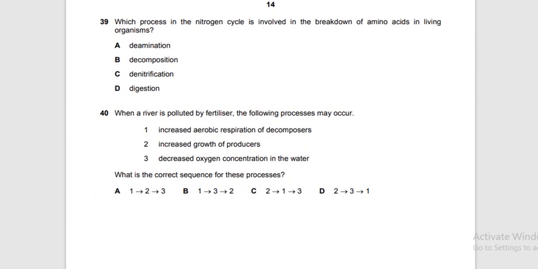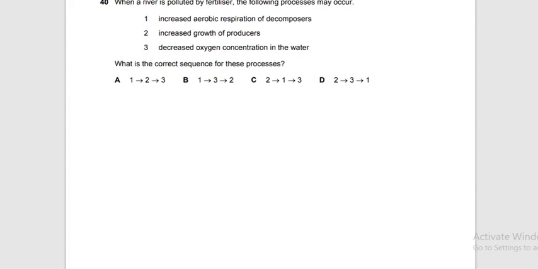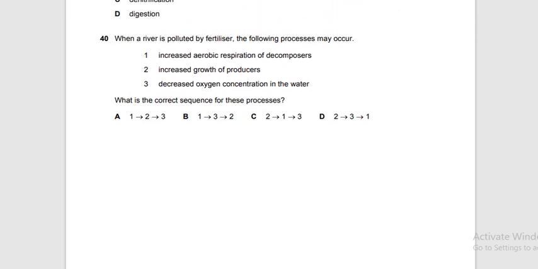39. Which process in the nitrogen cycle is involved in the breakdown of amino acid in living cells? Now, breakdown of amino acid is deamination. Deamination is the removal of the nitrogen containing part of amino acid. It takes place in the liver. Now, here they said when a river is polluted by fertilizers, the following processes may occur. Increase aerobic respiration. Okay, so now what is the correct sequence of these processes?